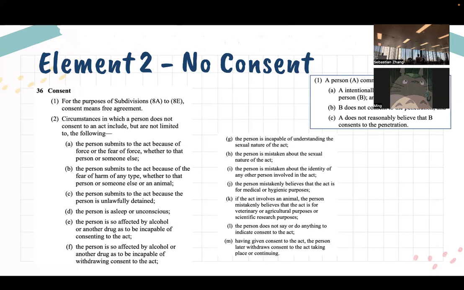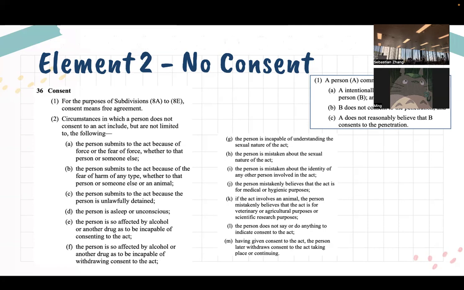What does consent mean? Consent is very good, very good. And subsection 2 tells us that there are certain circumstances in which a person cannot consent. So there are a few examples.